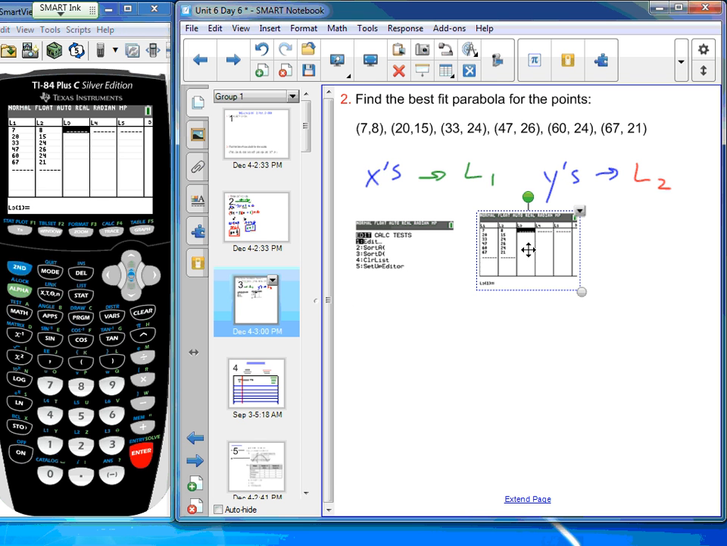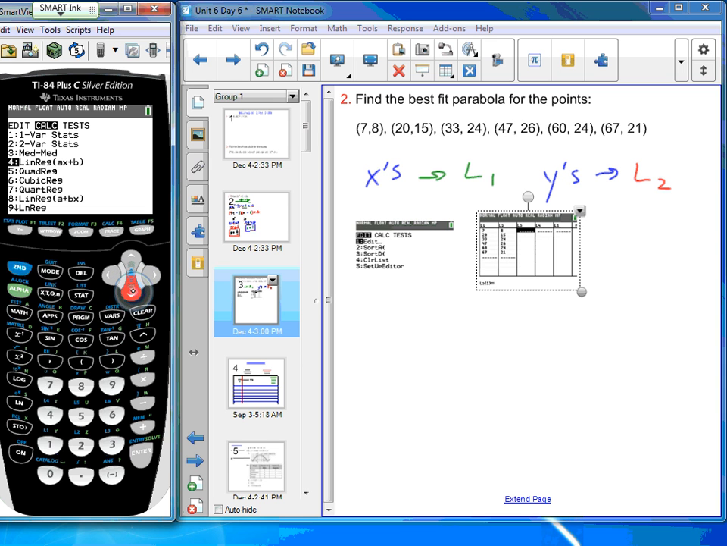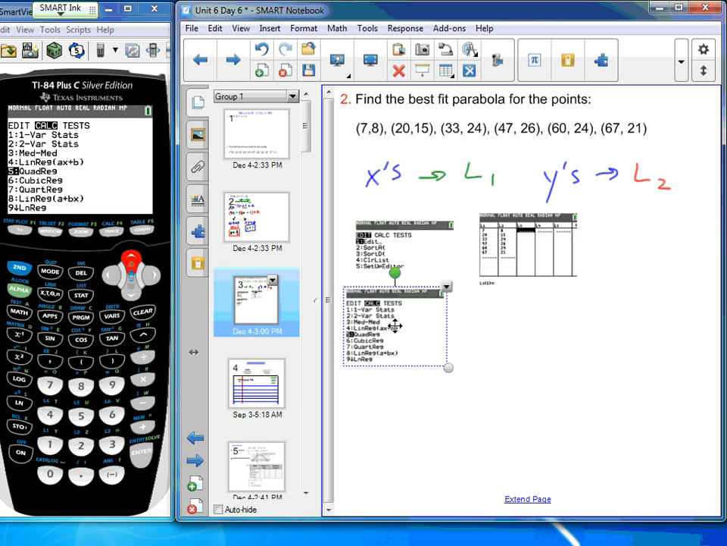After we've entered our x's in list 1 and our y's in list 2 by using stat edit, we'll go back to the stat menu, but this time select calculate. So we'll stat, right arrow, calculate, and we want the 5th option, quadratic regression. So we'll go ahead and grab quadratic regression, take a screenshot of that.